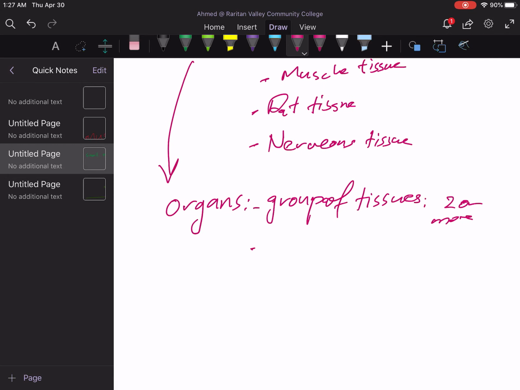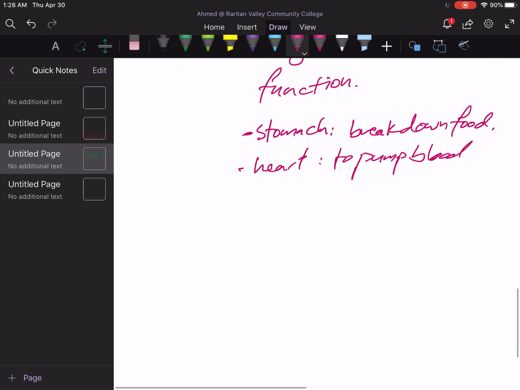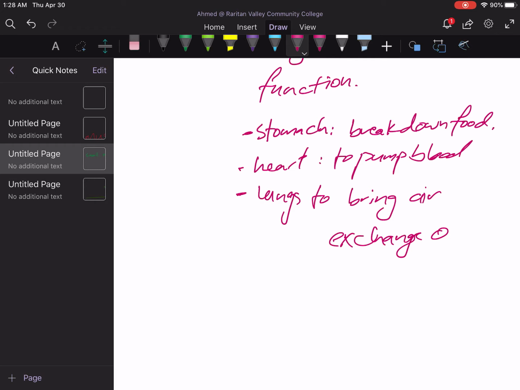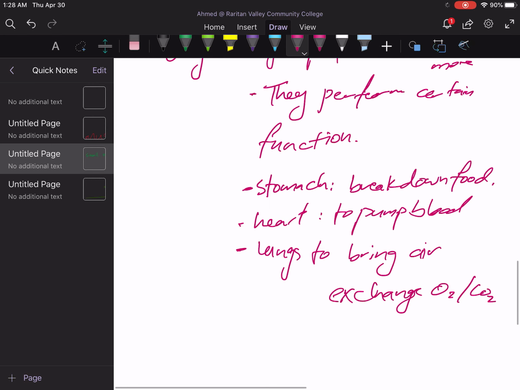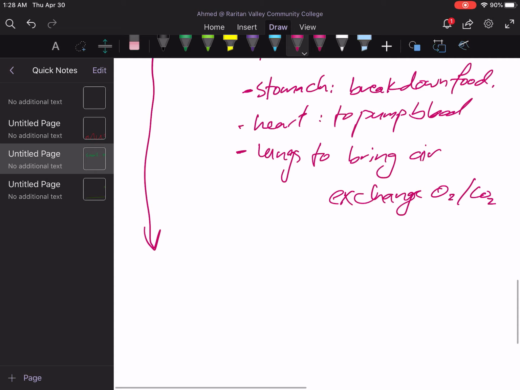Now organs perform certain or defined functions. Some of the organs perform more than one function. For example, the stomach is to break down food, the heart to pump blood, the lungs to help in the exchange of oxygen and CO2, and so on. We have so many examples of organs. However, these organs together will form an organ system.